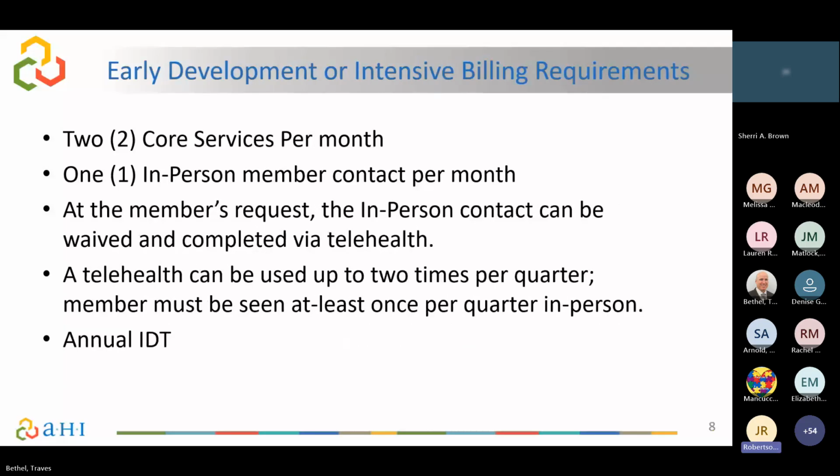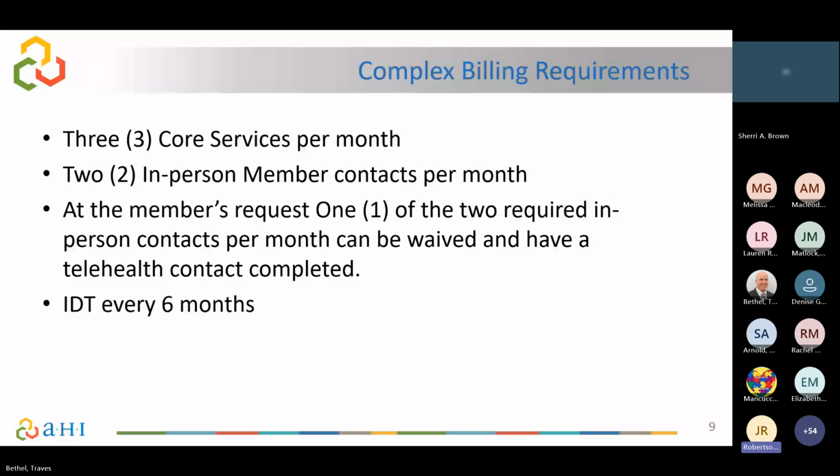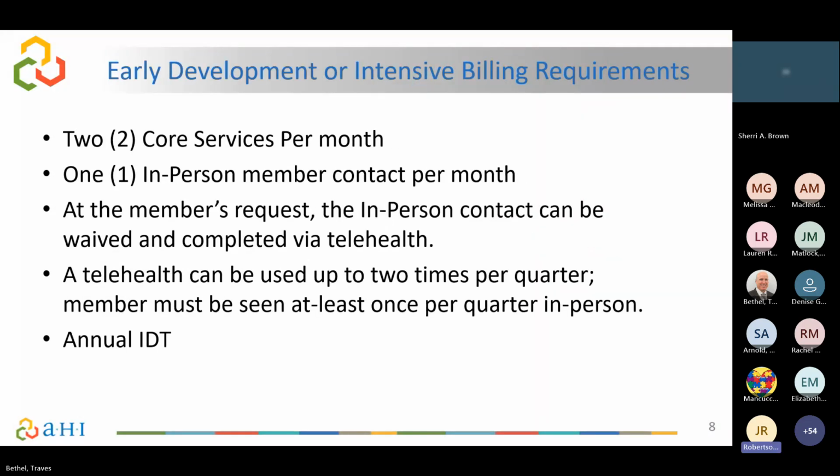For the early development or intensive billing requirements, it's 2 core services, 1 in-person contact with the member a month. At the member's request, you can waive that and complete that via telehealth. And telehealth can be used up to 2 times per quarter. And then annually, you're going to have an annual IDT. You can go to complex.